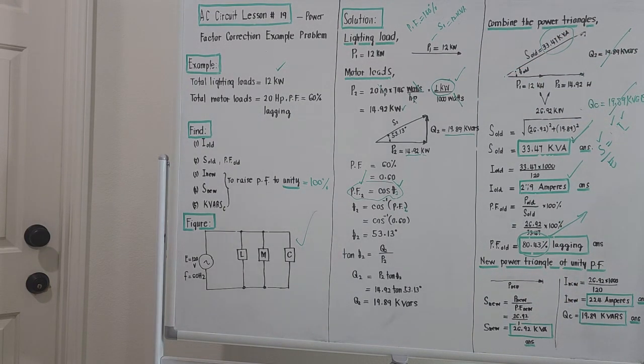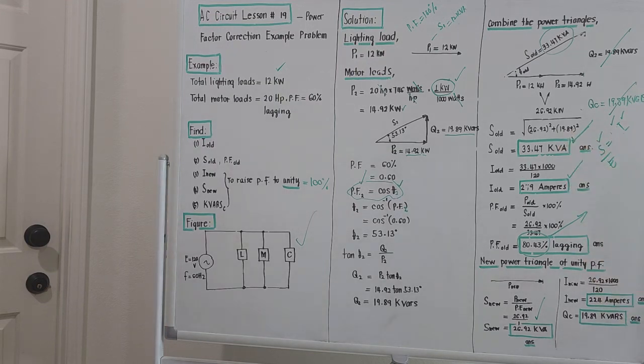So S new will be P new over the power factor, which is 26.92 over 1. The new apparent power will be 26.92. If we could kill the 19.89 kilovars, the total apparent consumption of the system will be simply 26.92, or almost 27. Originally, that was 33.47 or 34. So that was less by almost 7 kVA. It's not so many amperes, but it was less.